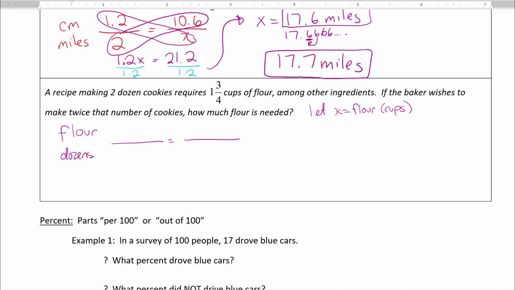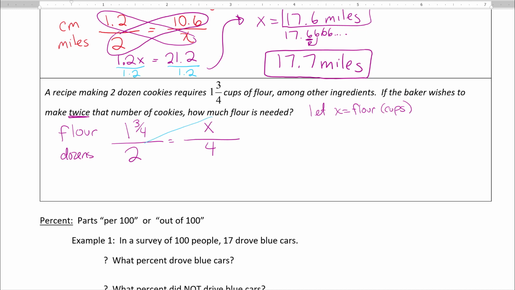So for 2 dozen cookies, I use 1 3/4 cup of flour. If the baker wishes to make twice that number of cookies, so initially we had 2 dozen cookies. What's twice as much as 2 dozen? That's going to be 4 dozen. How much flour? Well, we don't know, so x is going to be the flour.